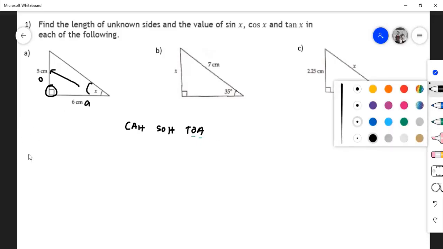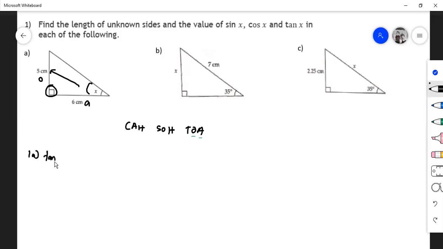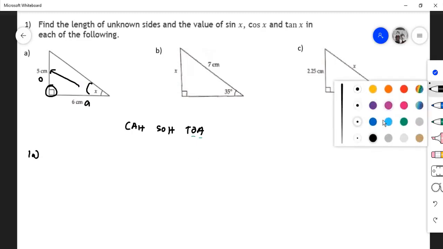So I'm going to use tangent for question 1A. Tangent x, because we don't know what is tangent x. Wait, my writing is too big. I think I need to reduce the size.